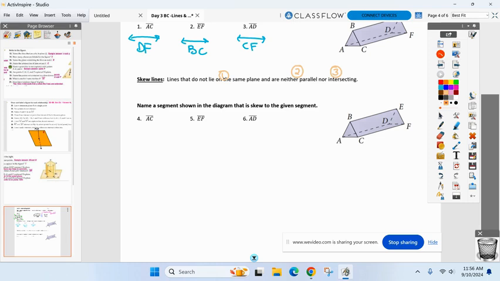All right, so let's go to the same diagram now. AC, can you find a line that's going to be skewed to AC? So, hey, you cannot pick AB or BC. That's on the plane. And you can't pick DF because that's parallel to it. Go ahead, Drew. What are you thinking? AC and EF. Yeah, I like it.